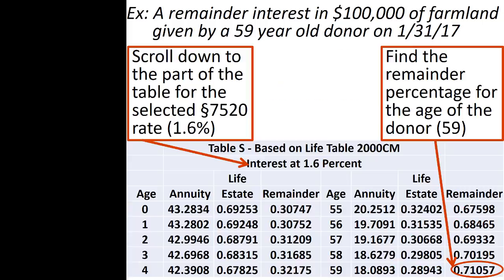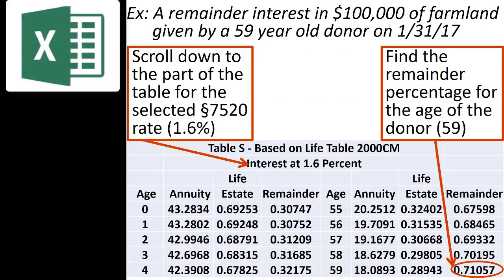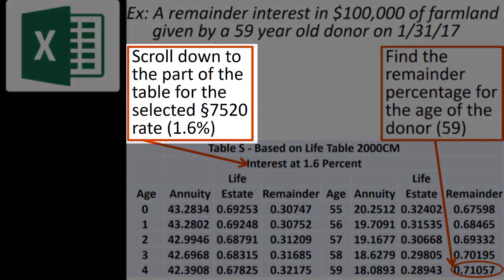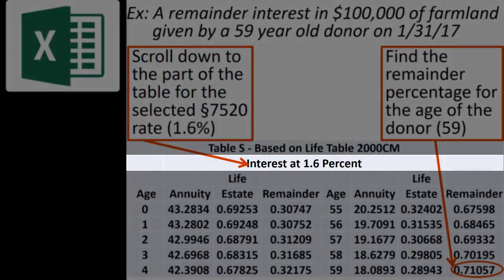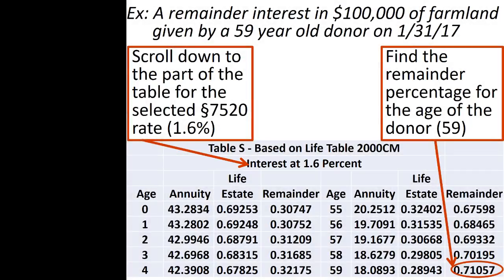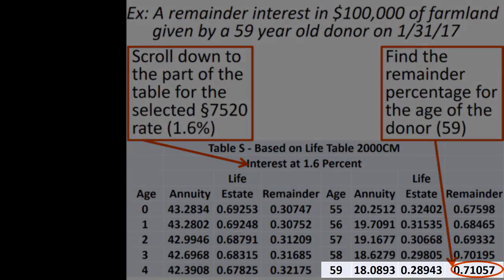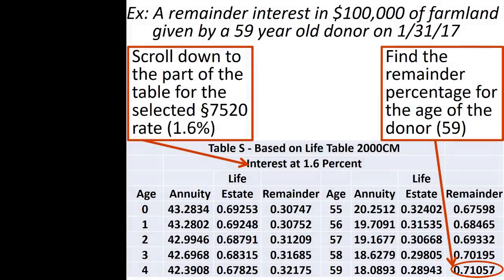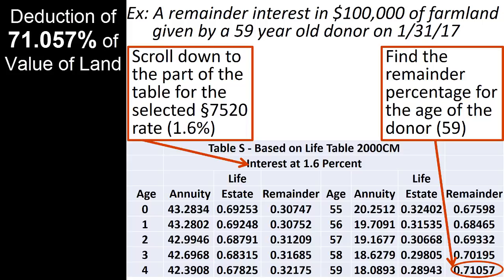Clicking on the Table S link downloads an Excel file. The first task is to scroll down through the Excel file until reaching the portion of the table labeled as Interest at 1.6%, because this is the Section 7520 interest rate being used in this example. In this section, the row associated with the age of the donor/measuring life shows a remainder interest factor of 0.71057. In simple terms, this factor means that this remainder interest gift will generate a charitable tax deduction of 71.057% of the value of farmland.